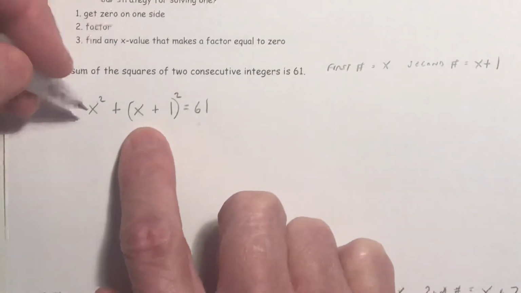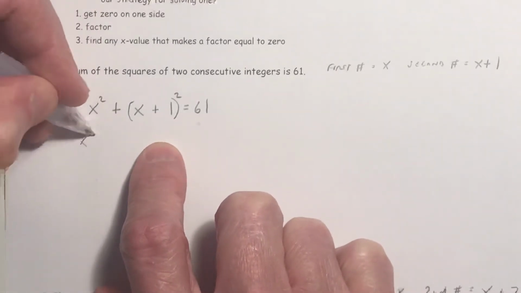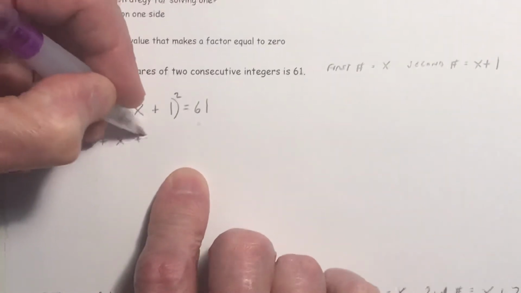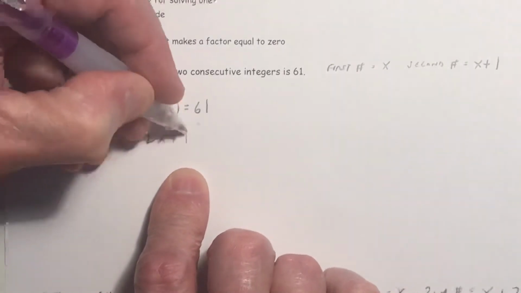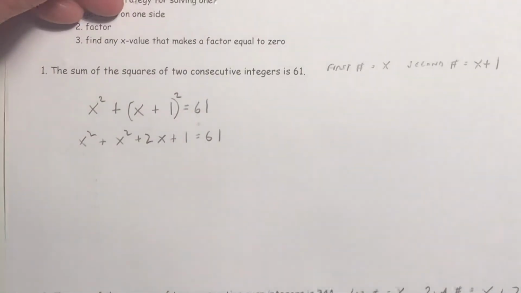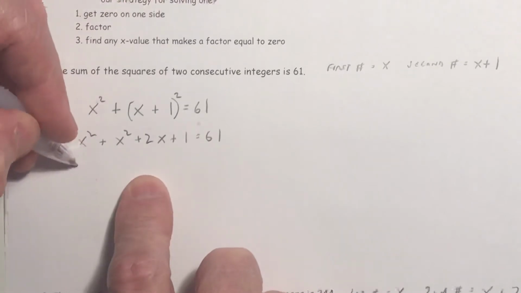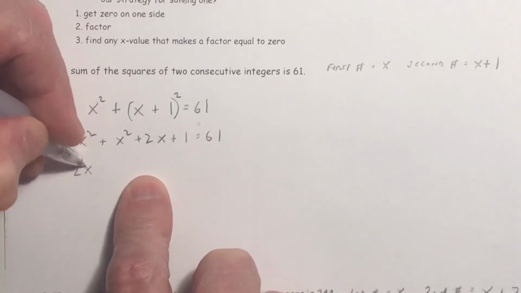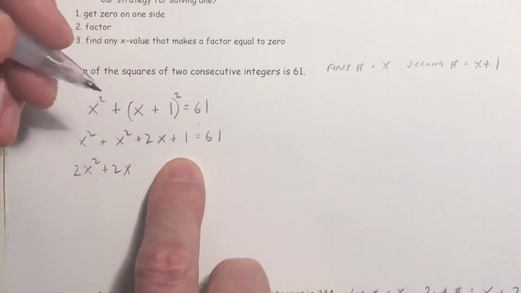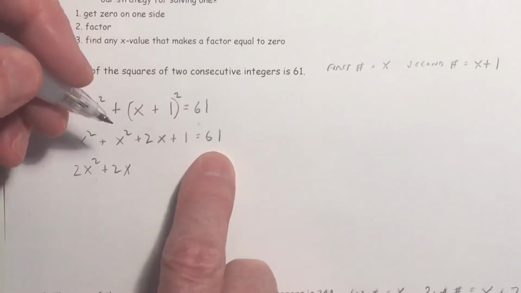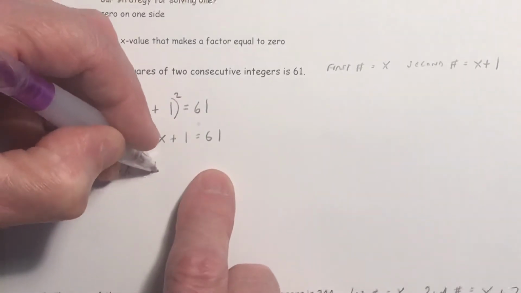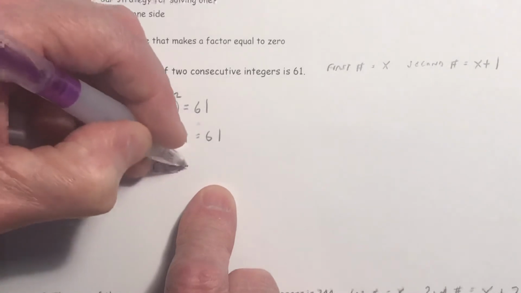And it's not too bad. If you remove the parentheses here, if you multiply out x plus 1 times x plus 1, you're going to get x squared plus 2x plus 1. And now, if we combine these x squares, 1x squared and 1x squared is 2x squared. So we've got 2x squared plus 2x plus 1 equals 61. Let's take away 61 from both sides at the same time. 1 take away 61 will give us a minus 60.